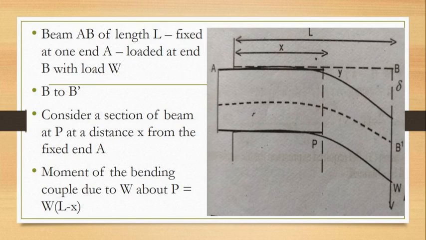And we are considering a section of the beam at P. This section is at a distance x from the fixed end A. So we are only considering the bending portion of the beam. We had considered only a small portion, a section at P, which is at a distance x from the fixed end A.